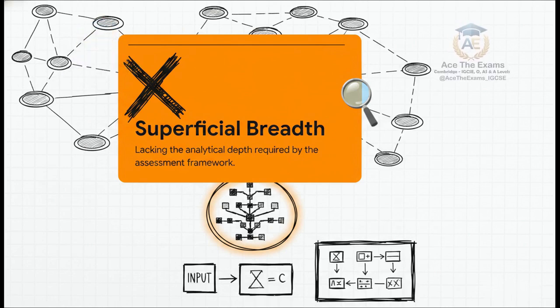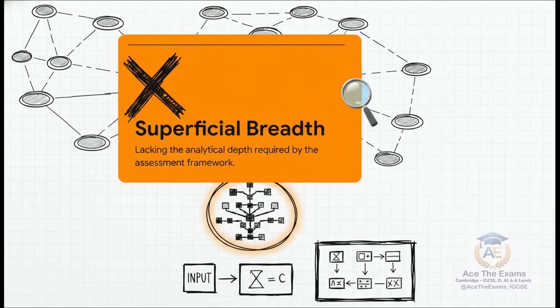But here's the problem. Alex lacks real analytical depth. When you're dealing with pseudocode, it's never just about knowing how to write a simple input statement. You might know the keyword, sure, but if you fail to build the complex logical structure required to actually validate and process that data, those facts are useless.